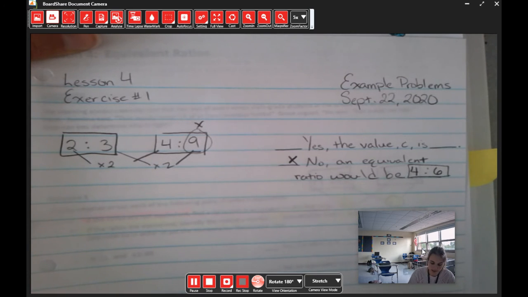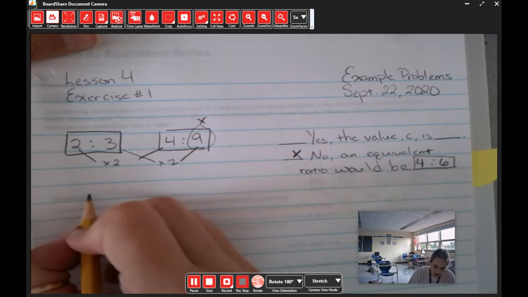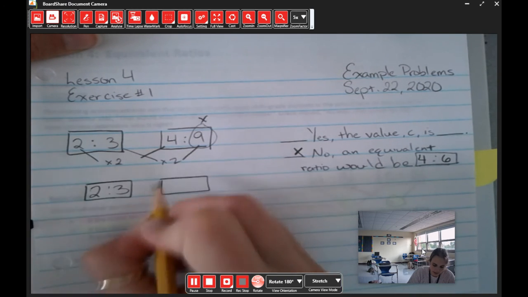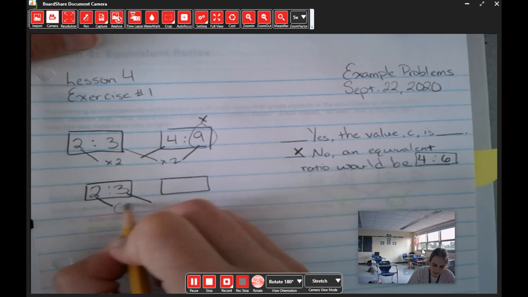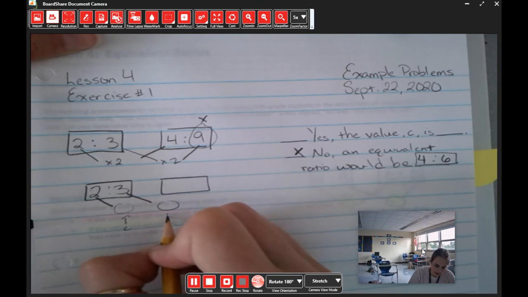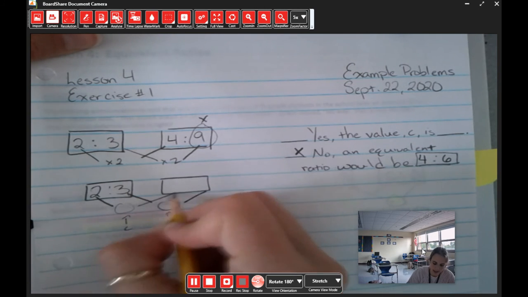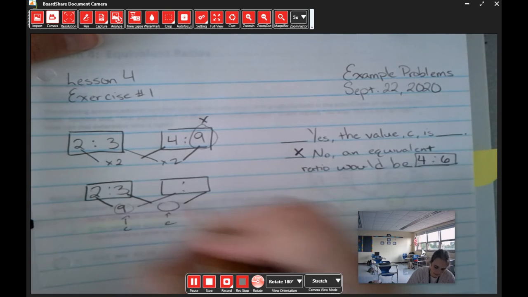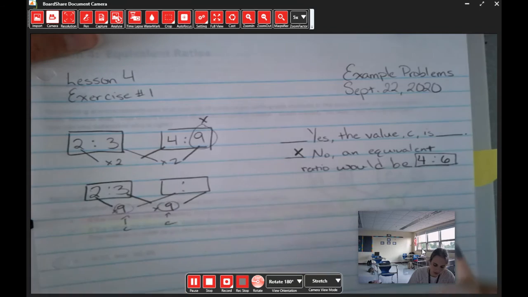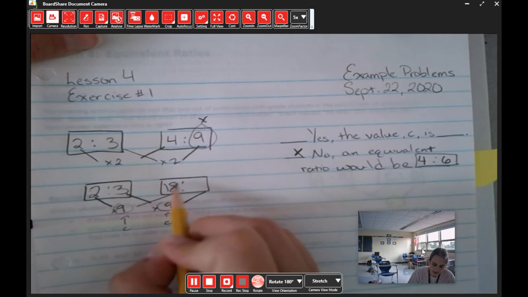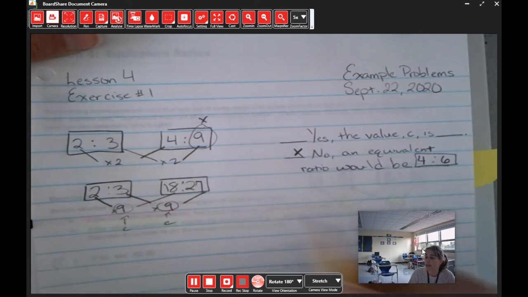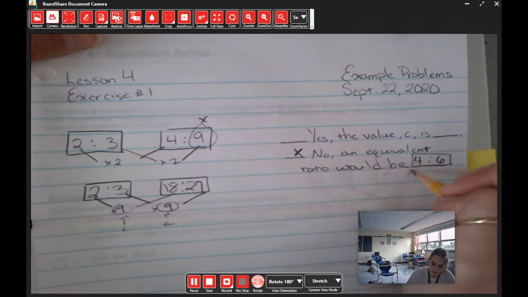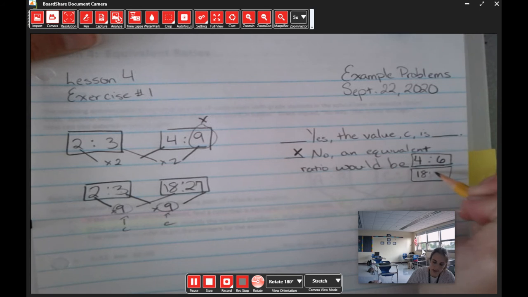I could have picked a different equivalent ratio, in which case I would have started with 2 to 3. And I would have said, what number, I'll call it C, can I multiply both of these by to get a new ratio? And then I'd pick something like 9. 2 times 9 is 18. 3 times 9 is 27. So now I have myself another equivalent ratio, and I could have written 18 to 27 here.